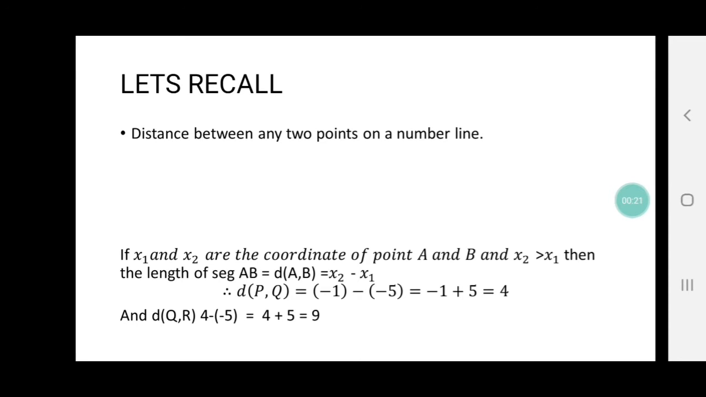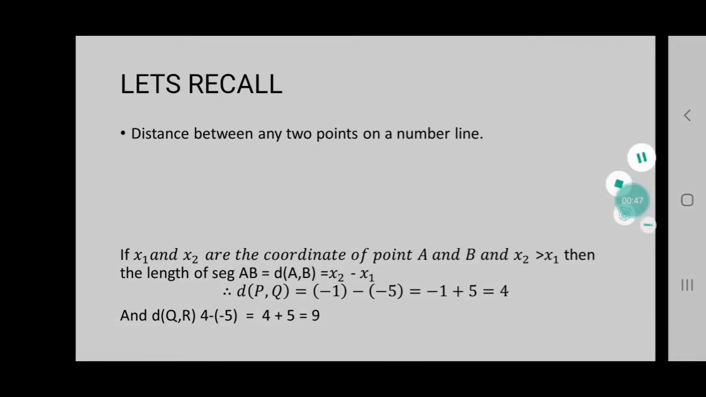Let's recall the distance between any two points on the number line. We know how to find the distance between any two points on a number line. If the coordinates of points P, Q and R are -1, -5 and 4 respectively, then find the distance between PQ and QR. Okay, so here is what we have been given.